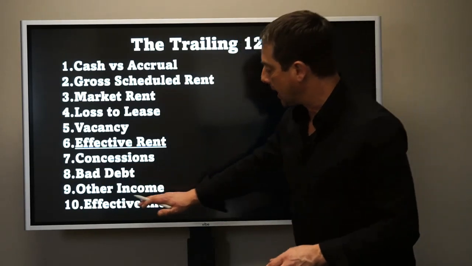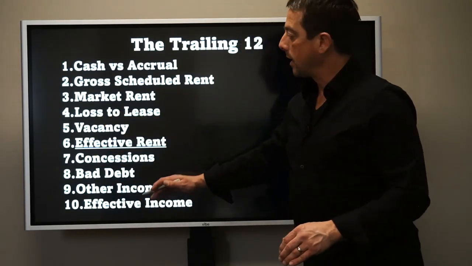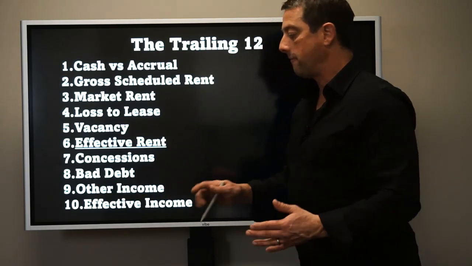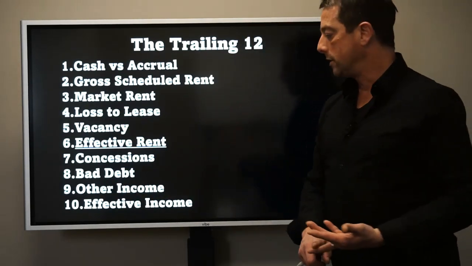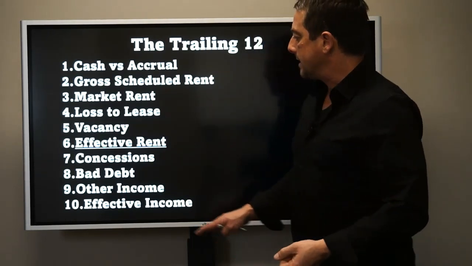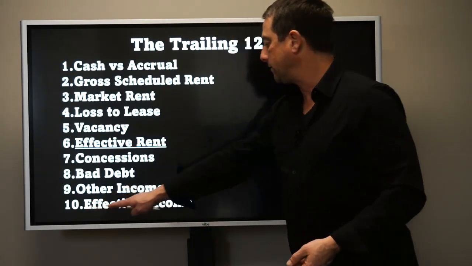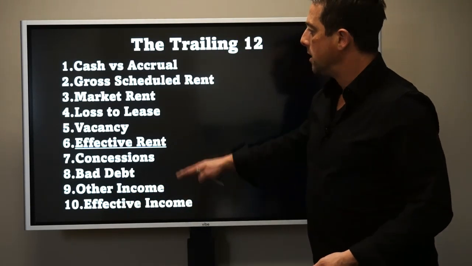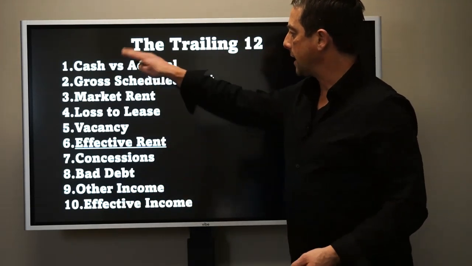Then we get down and you're going to add other income. This is going to be money from vending, laundry, and other different ways the property may make money, things of that nature. And then that gives us our effective income. So starting over, we have to figure out, are we looking at cash or accrual?